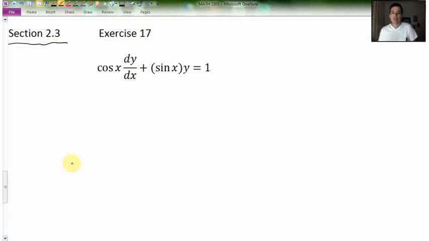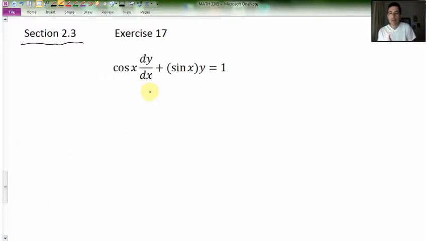Okay, in this exercise we want to solve this ODE using the method in section 2.3. Now, the method in section 2.3 requires you to remember this expression, e to the integral of p(x) dx. Okay, so what in the world is p(x)?